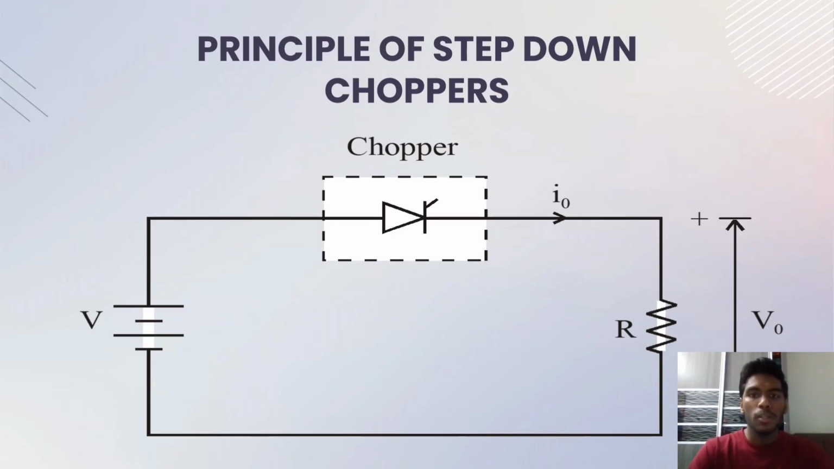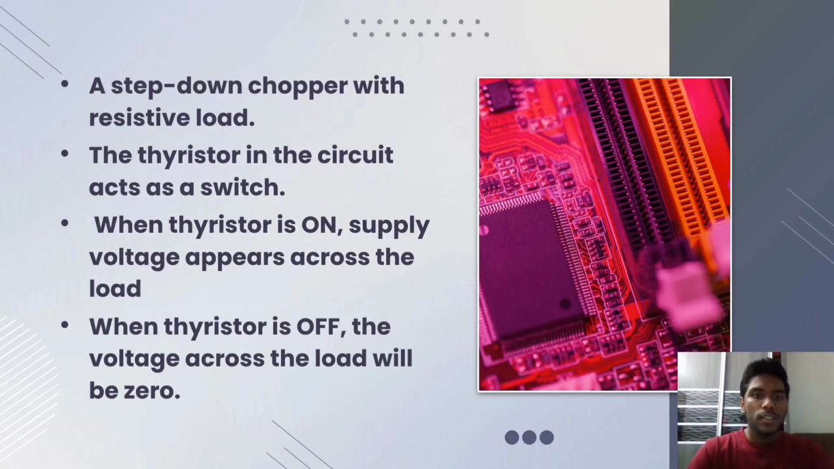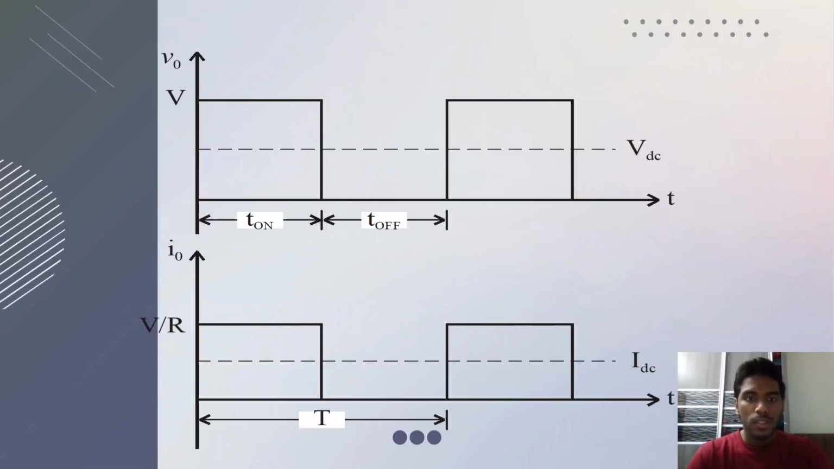Principle of the step-down chopper. So here's the circuit diagram for the chopper. A step-down chopper with resistive load. The thyristor in the circuit acts as a switch. When the thyristor is on, the supply voltage appears across the load. When the thyristor is off, the voltage across the load will be zero. Here's the waveform for the step-down chopper.